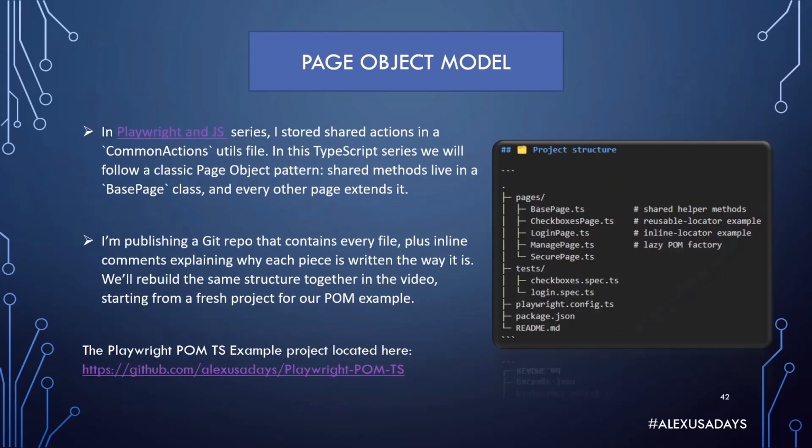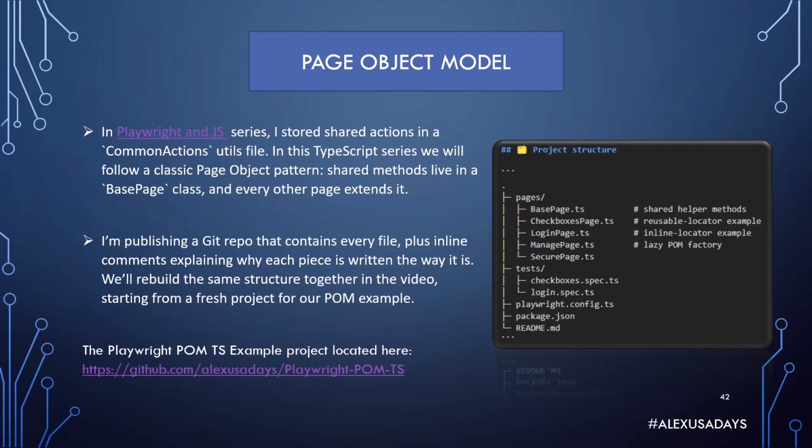In the Playwright and JavaScript series, I stored shared actions in a common action utils file. In this TypeScript series, we will follow a classic page object pattern. Shared methods live in a base page class, and every other page extends it.